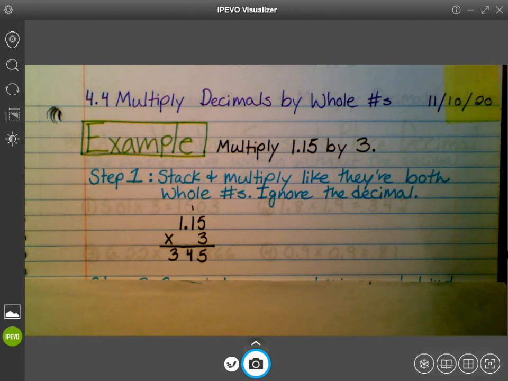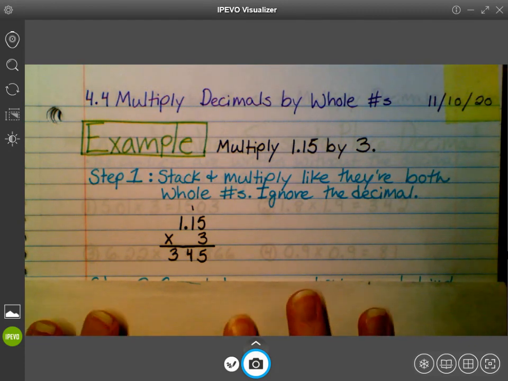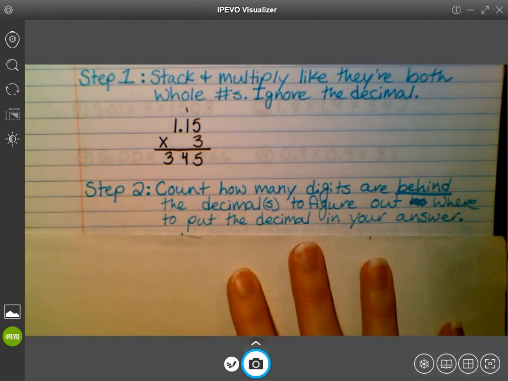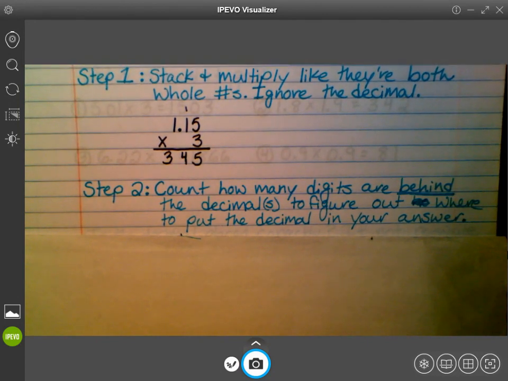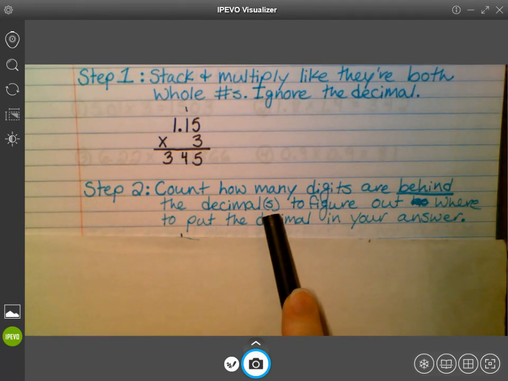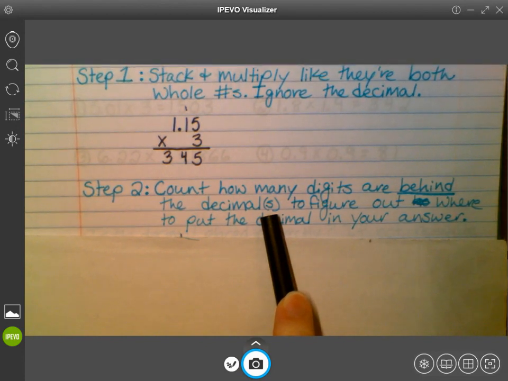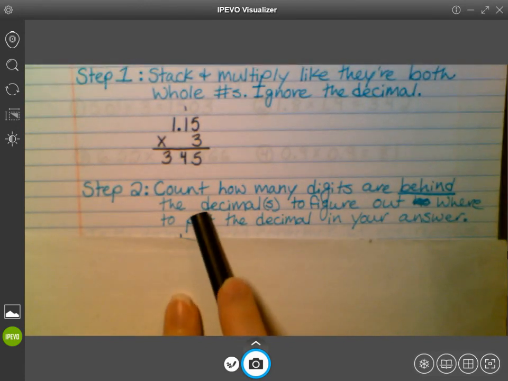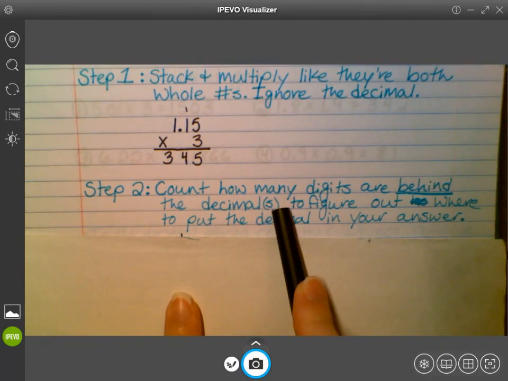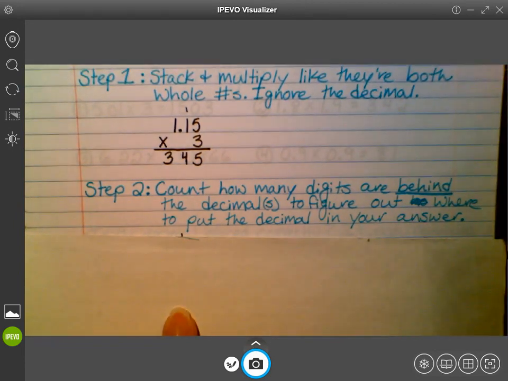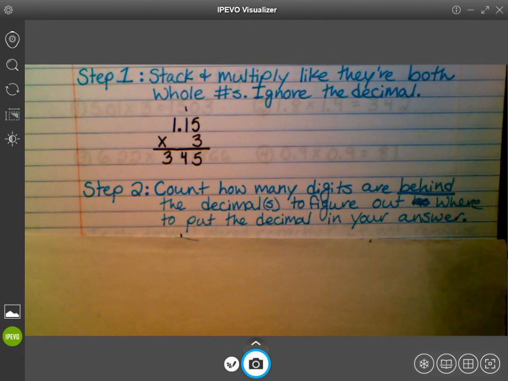So, 5th grade, now that we've done step 1, we've multiplied like they're both whole numbers and we ignored the decimal. Then we have to do step 2. I'm going to scoot this up a little bit. We are going to count how many digits are behind the decimal. Do you notice how I put the S in parentheses? It means it applies whether you have one decimal or more than one decimal. So count how many digits are behind the decimal or decimals to figure out where to put the decimal in your answer.